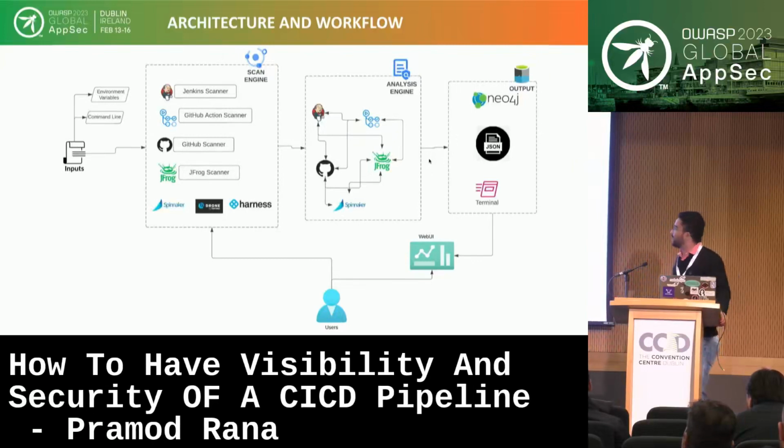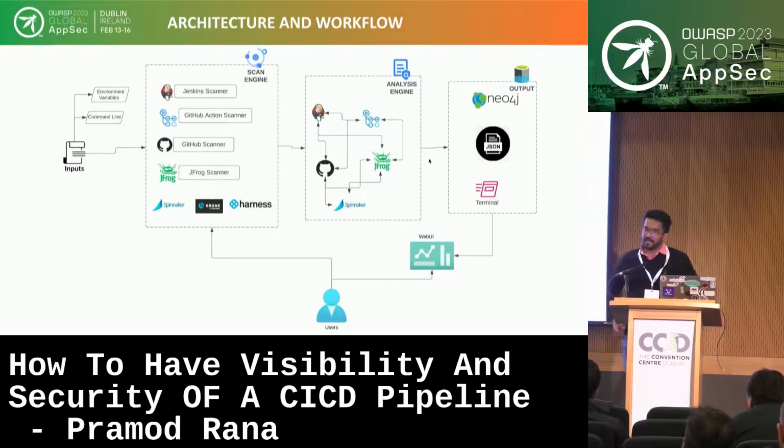Okay, moving forward. There are four broad components to this solution. The first is the scan engine on the left hand side. I have kept the scan engine in a way that it can be used in an isolated manner as well. What I mean by that is that at this point of time, there are four scanners doing different jobs: GitHub, Jenkins, GitHub Action, and JFrog. And each scanner can be used individually. There is no dependency between all of these tools.